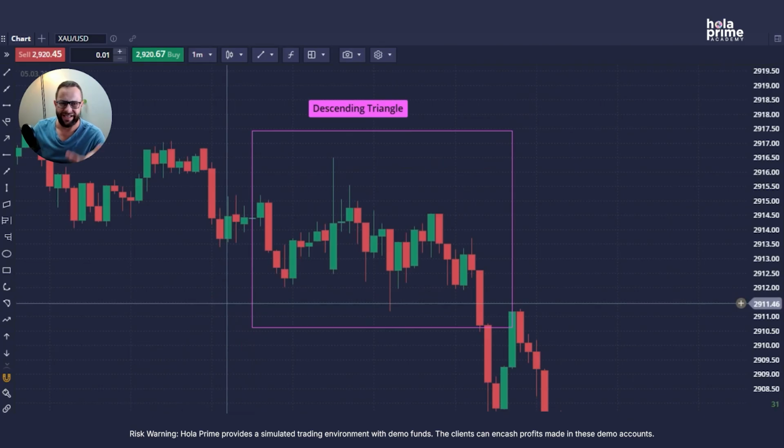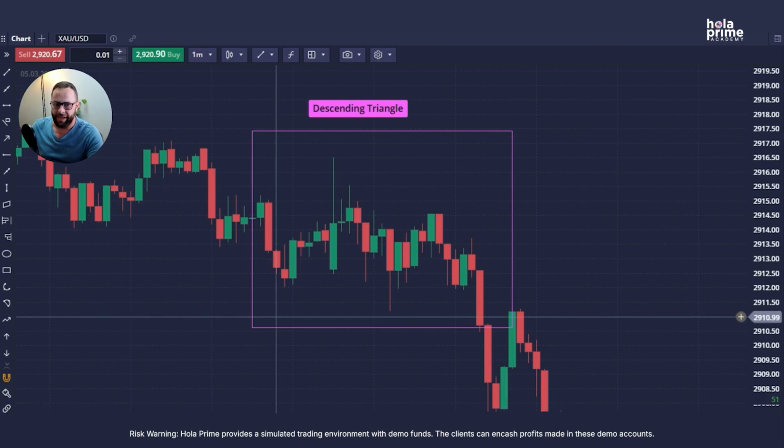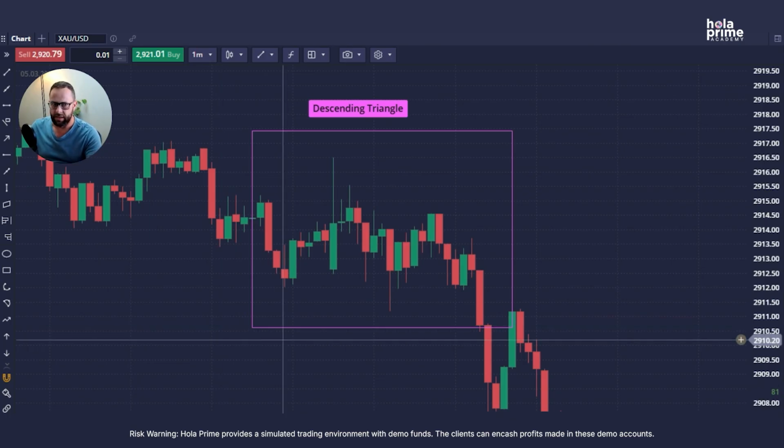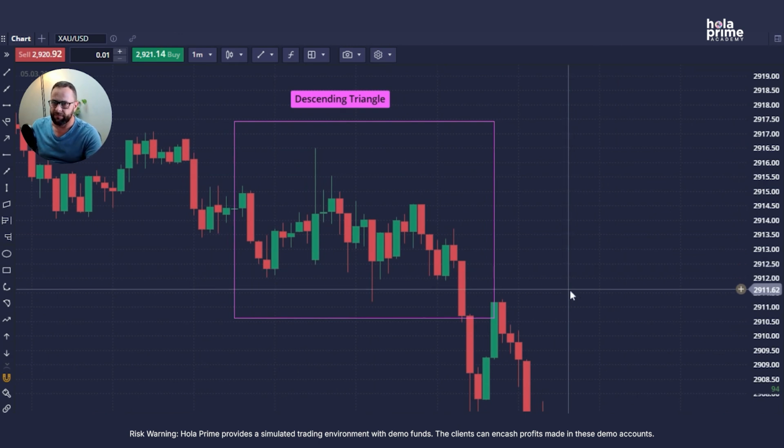All right, next up we have a descending triangle formation. This time, as an example, it appeared on gold, in a downtrend. Now, descending triangles typically occur during downtrends, and they're also a type of bearish continuation pattern. Again, I've marked out an area here where a descending triangle formed.